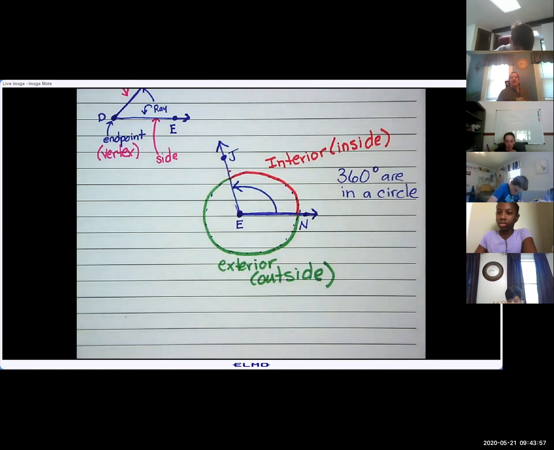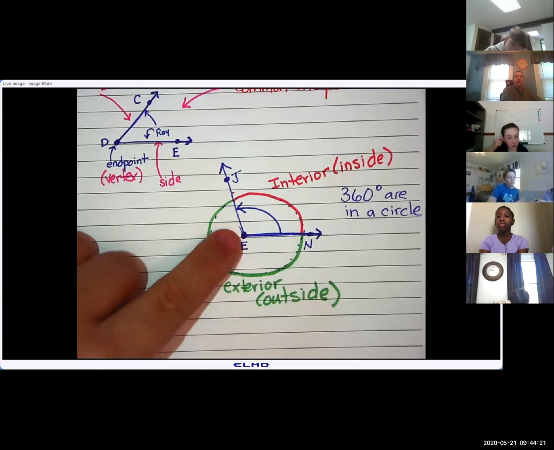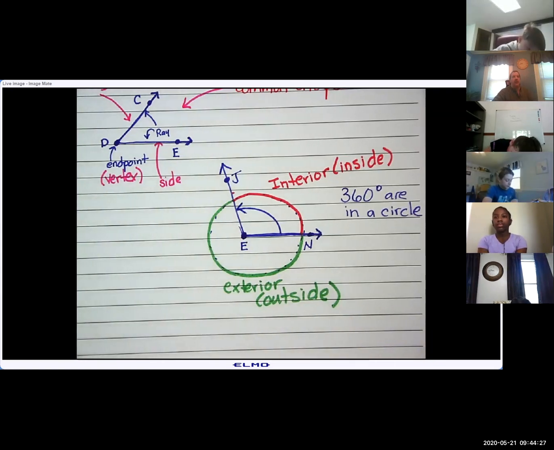Is that making sense so far? Angles are parts of a circle. Every single time you see an angle, you need to understand that that angle represents part of a circle. The one that I made up here, part of a circle. The one that I made down here, part of a circle. Every time you see an angle, it's part of a circle. So far, so good? Excellent.